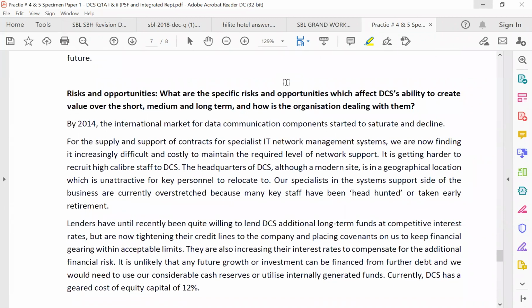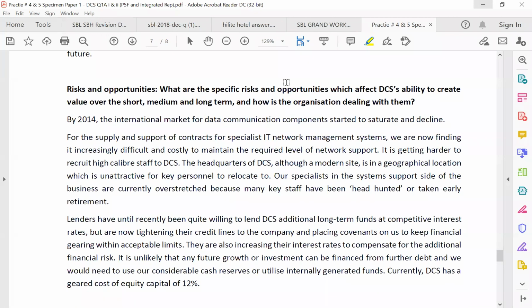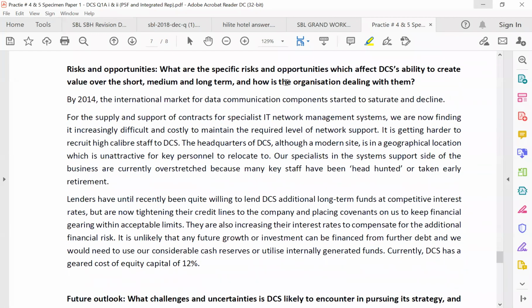By 2014, the international market for the data communication component started to saturate and decline. For the supply and support of contracts for specialist IT network management system, we are now finding it increasingly difficult and costly to maintain the required level of network support. It is getting harder to recruit high caliber staff.